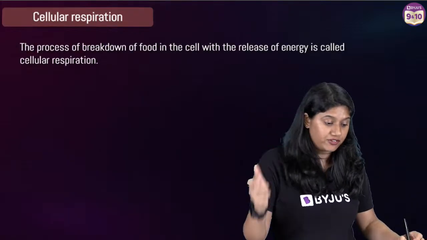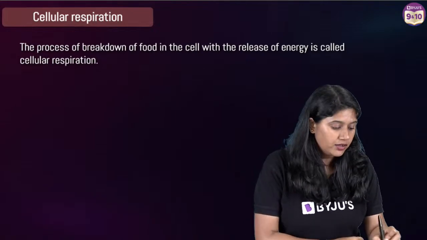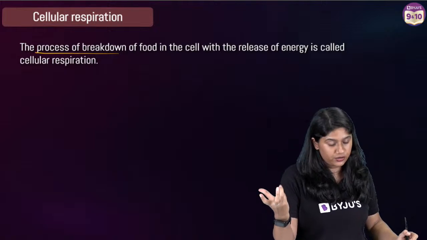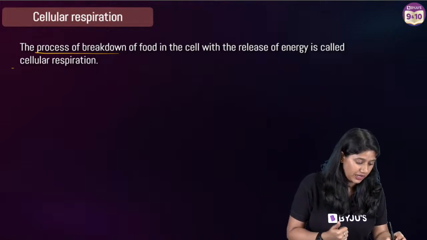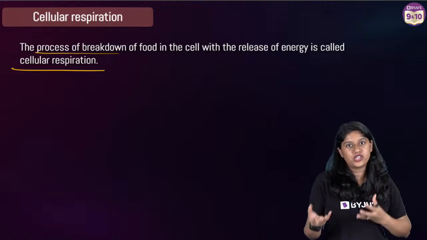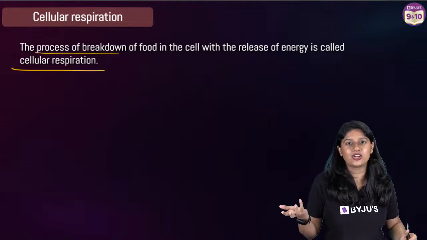A very important definition that we have for respiration: the process of breakdown of food in the cell so that there's a release of energy. We call it cellular respiration. To define it, respiration is a process by which we get energy, right? It's called respiration.